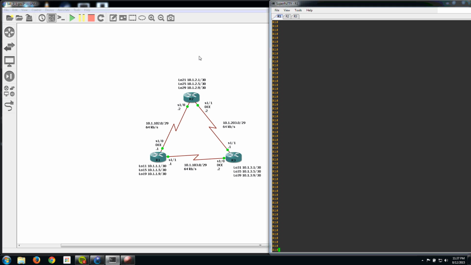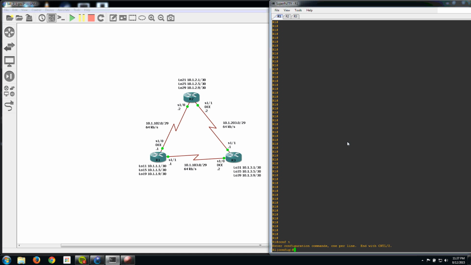So the only thing I haven't done yet is apply the EIGRP to the routers, and then from there, once I have that configured, we'll go on and observe the equal cost load balancing, and then we will do some unequal cost load balancing. So let's get started here.